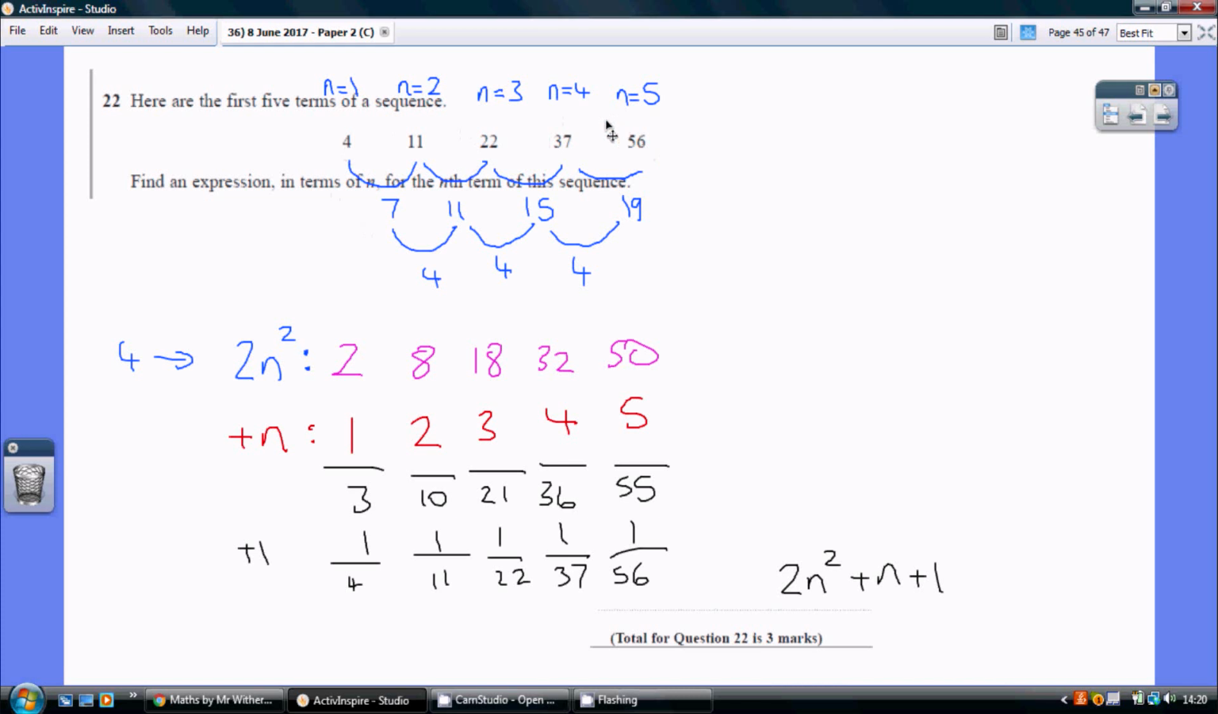But what I can see is that if I choose to add n on to each of these, n being 1, 2, 3, 4, 5, then I am consistently only 1 away from the sequence that I've got. So basically if I add on n and then I add on another 1, I end up with my sequence. So really it's just 2n squared is your starting point, and then you just see what you need to make up the difference. So my sequence is 2n squared plus n plus 1.